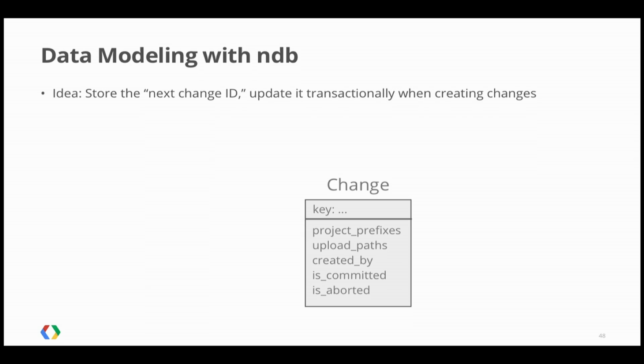We're going to need to use a transactional primitive of the data store in order to make sure that two changes don't get created with the same change ID. So there's going to be a singleton data store entity holding the change ID in the data store. This is a really nice opportunity. We do need a transaction here.